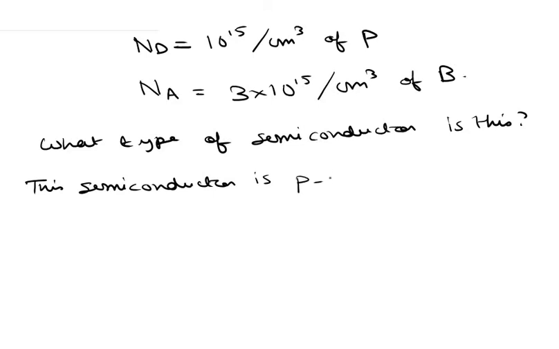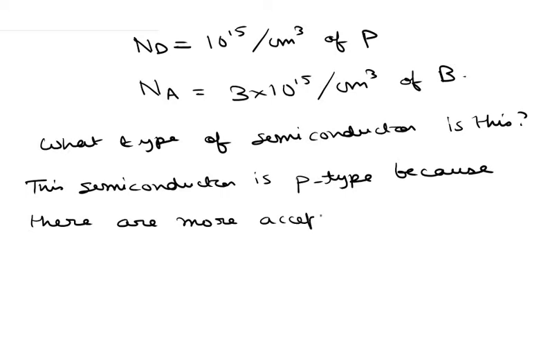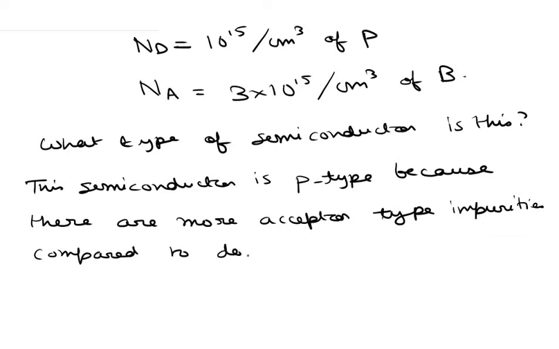So this semiconductor is p-type because there are more acceptor type impurities compared to donor type impurities.